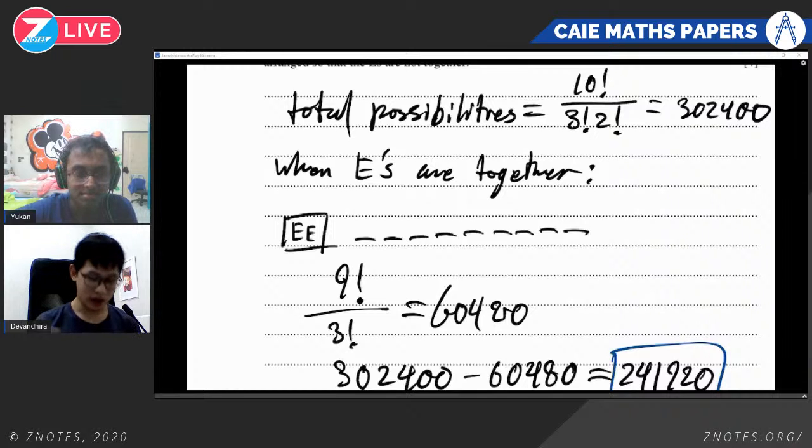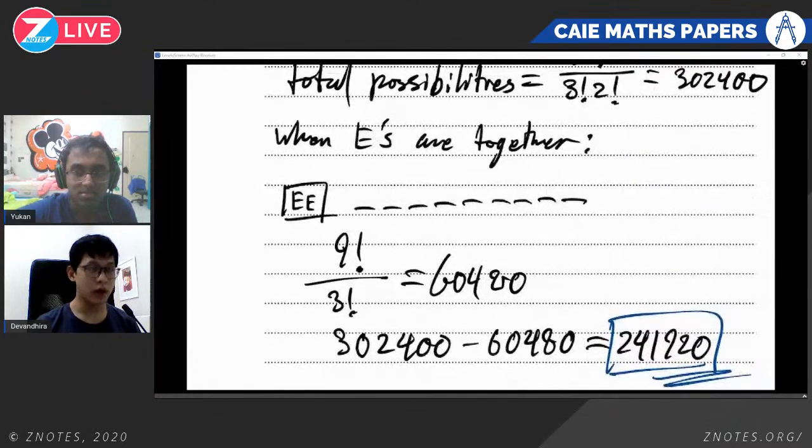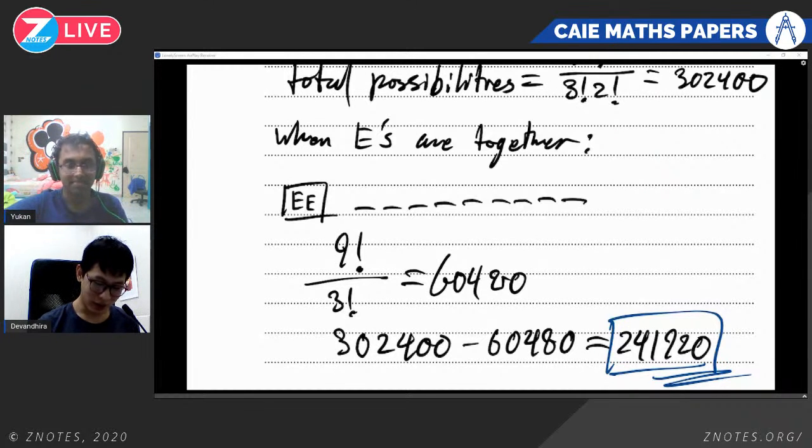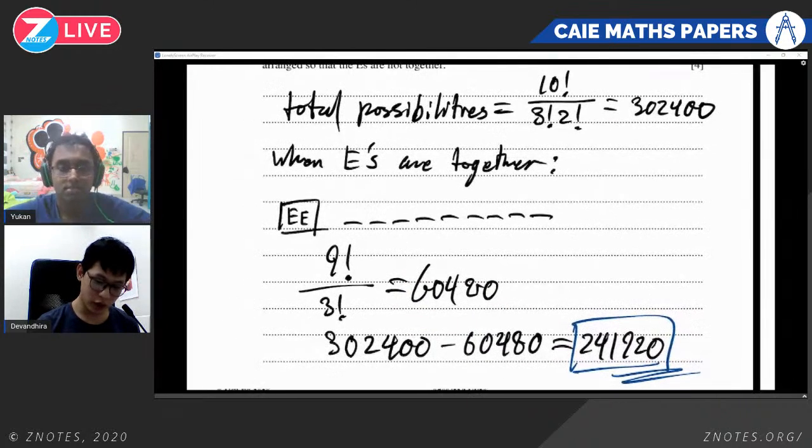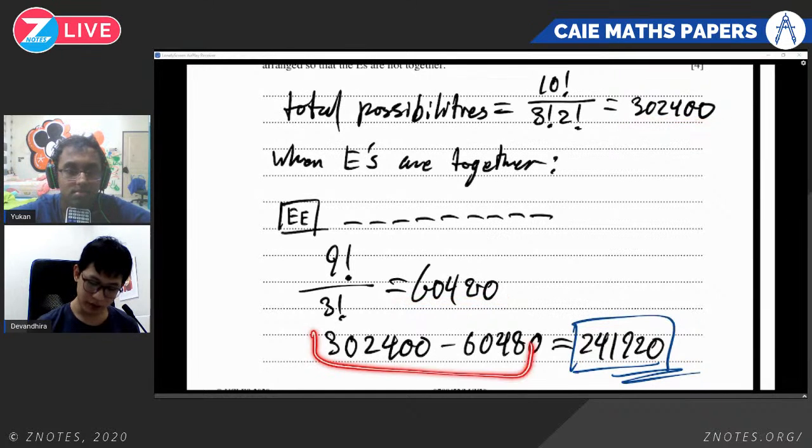Right. Now we can just find the number of possible ways. Since there are 9 slots, that means it's 9 factorial, correct? But don't forget about the 3 M's again, so we have to divide by 3 factorial again, like before. So we have 9 factorial divided by 3 factorial, and we'll get this 60,480. So once you get the total possibilities, and when the E's are together, you just have to subtract them, and you get your answer.